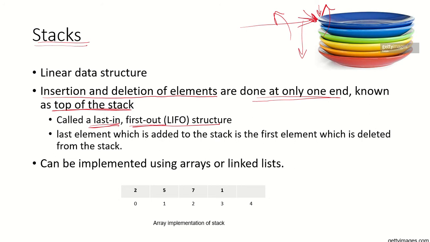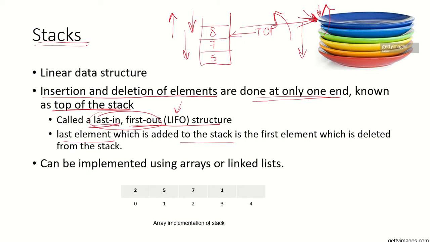Similarly, in the case of data, whichever data item is put in last will be the one which will be removed first. So if the data items are going this way, 5, 7, 8, so this is the top. The data items can be put from here and removed from the top only. So this is a last in, first out, LIFO structure, and the last element which is added to the stack is the first element which is deleted from the stack also. Now the stacks can be implemented using arrays or linked lists.